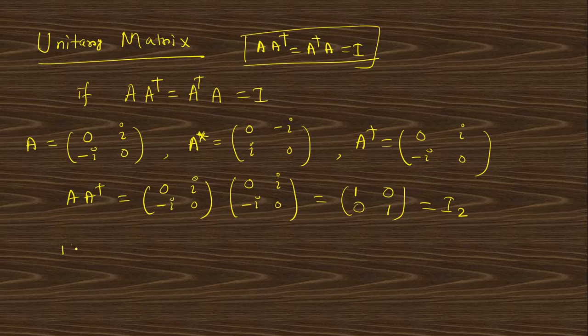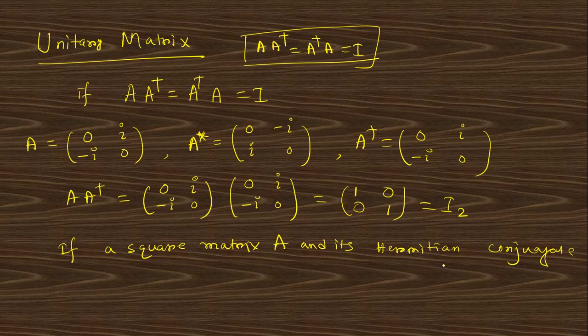So if a square matrix A and its Hermitian, which is nothing but the transpose of the complex conjugate, A dagger, are such that A transpose A will be I, that is the unit matrix.